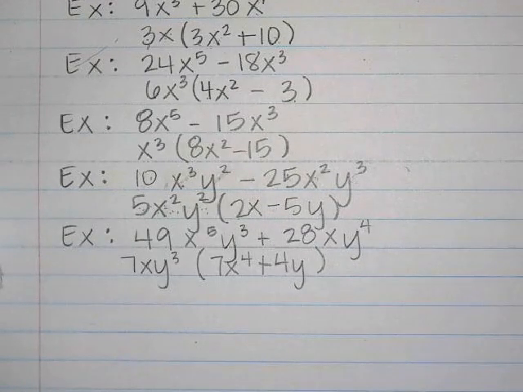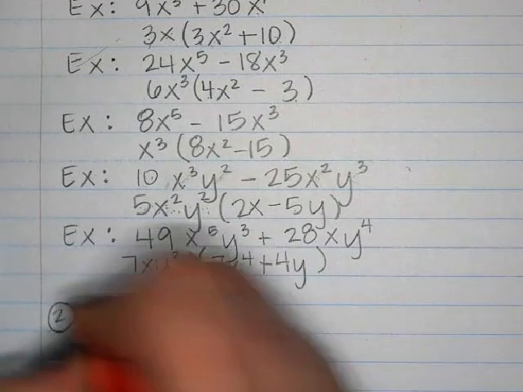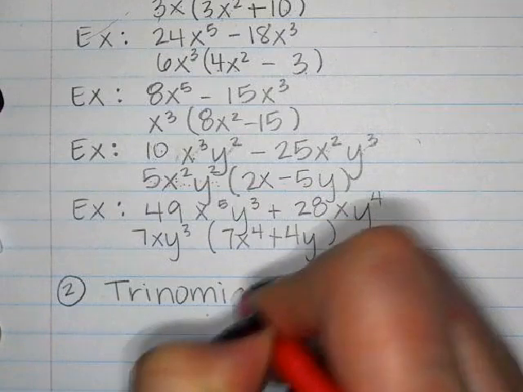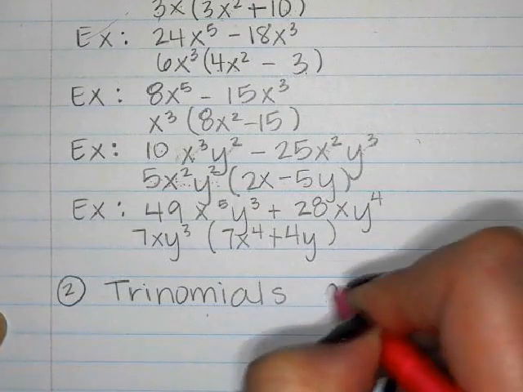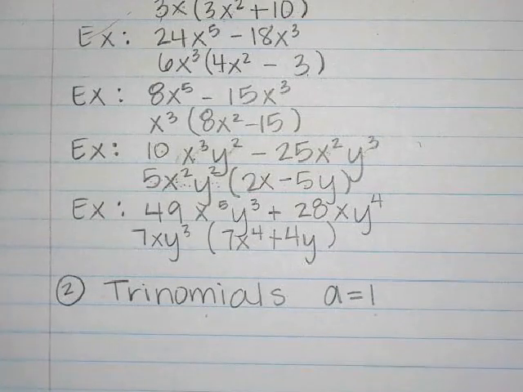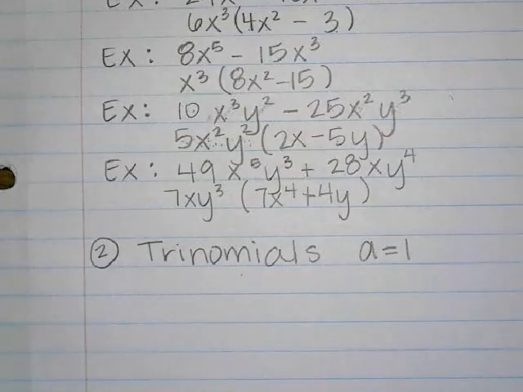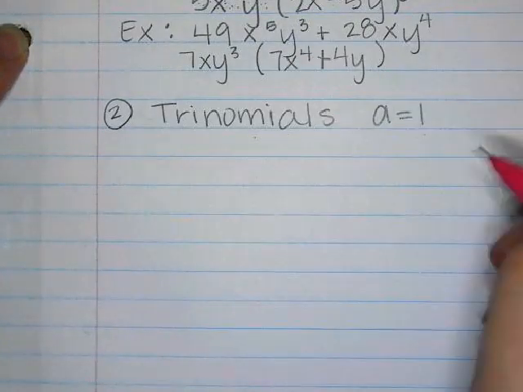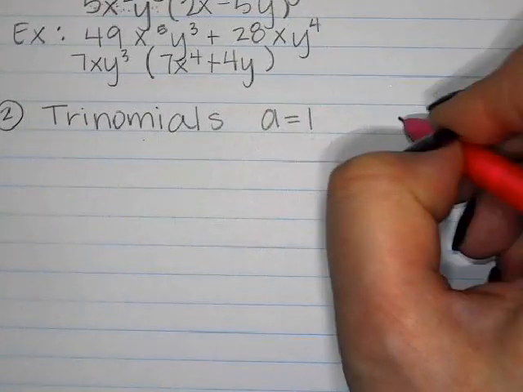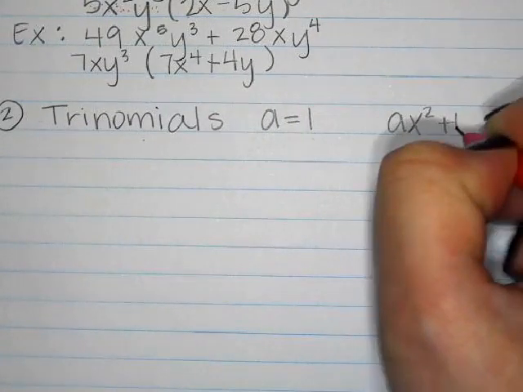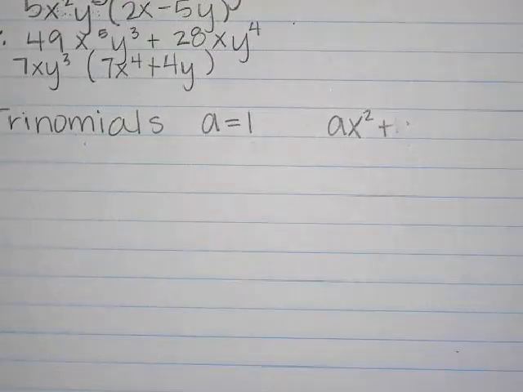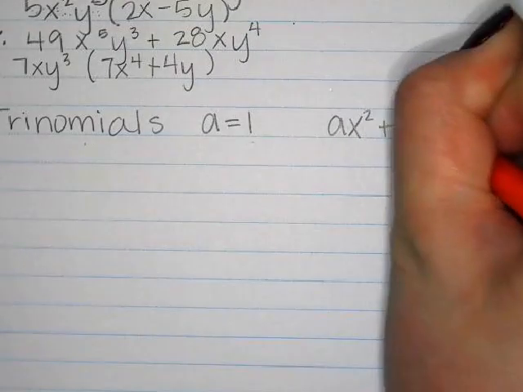Okay. Our second type. This is going to be trinomials. These are going to be like the most common trinomials, and we're going to say where a equals 1. We're going to do simple ones today. We'll do the more complicated ones tomorrow. So trinomials are ax squared plus bx plus c. And so if the a equals 1, that means that you have the x squared by itself.